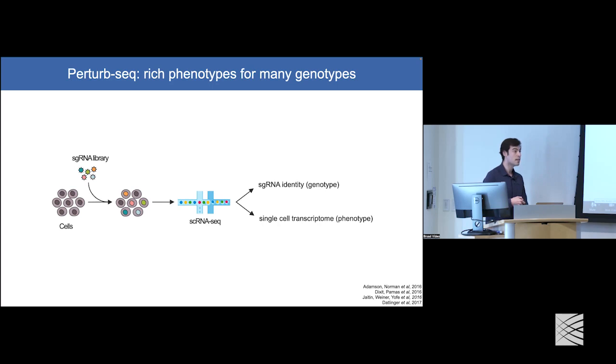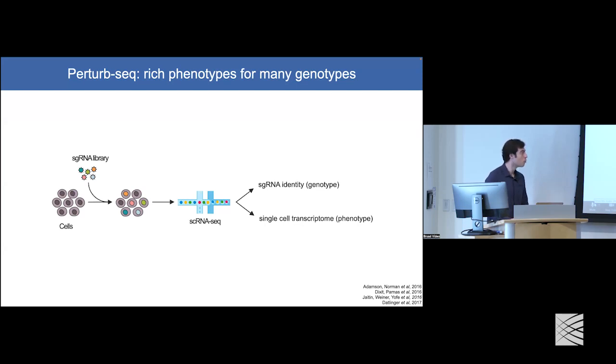of sgRNAs, each giving the cell one genetic perturbation, and then you can do single-cell sequencing on this pool of cells. And then for every cell, you can recover both the identity of the guide RNA that was present in that cell, which is analogous to the genotype of that cell, and then the single-cell transcriptome, which is analogous to a phenotype.